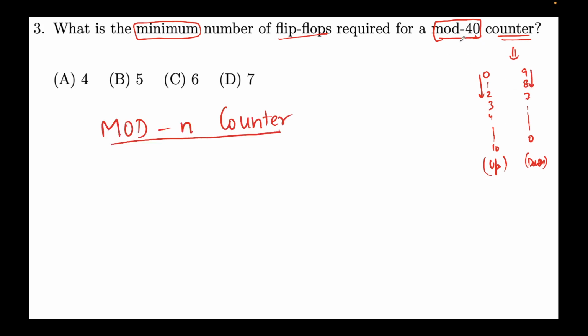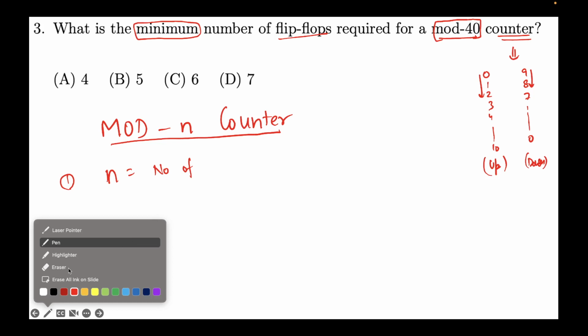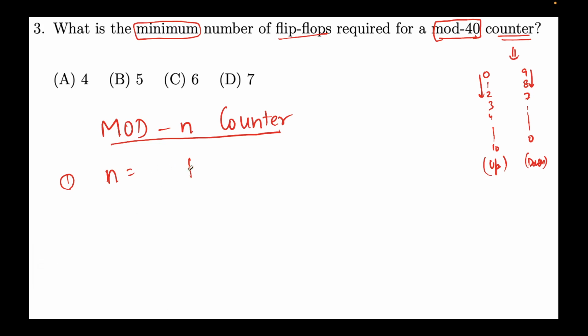Okay. Now the second term here is mod 40. So let's understand what mod n counter means. Counter we have seen, what does mod n mean? Here n denotes the number of states, rather, I should not say number of states, it's the maximum decimal value to be counted.